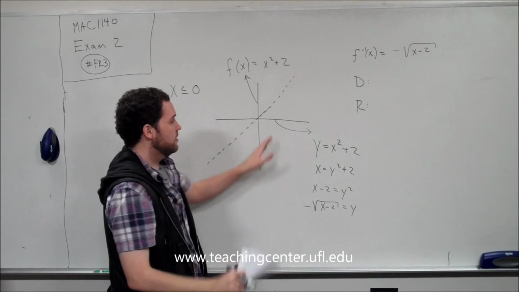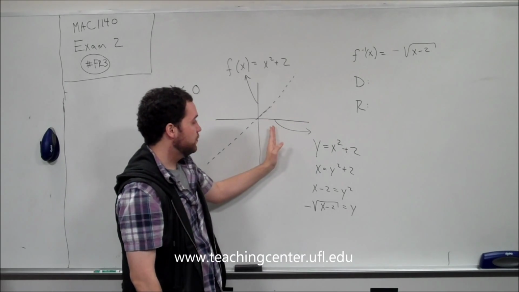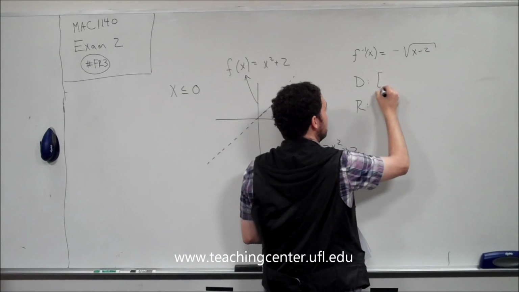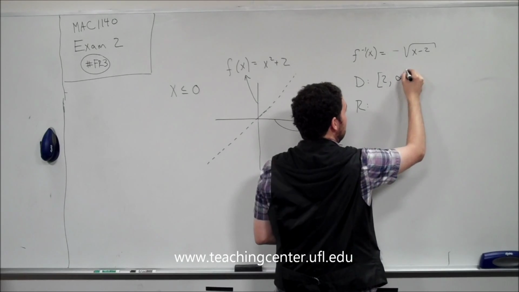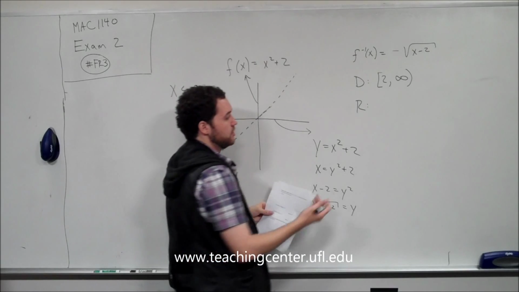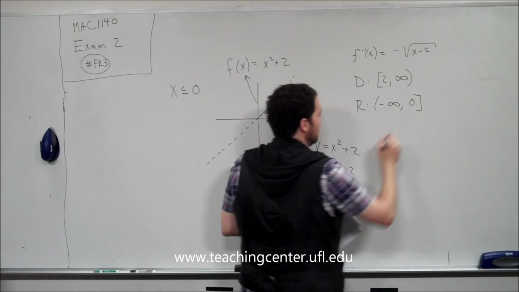Now that we actually have it graphed, it's easy to find the domain and range. We can see the domain is going to be from 2 all the way to positive infinity, and you're including 2. And the range is just 0 to negative infinity, but you'd actually want to write that as negative infinity to 0 and bracket it.